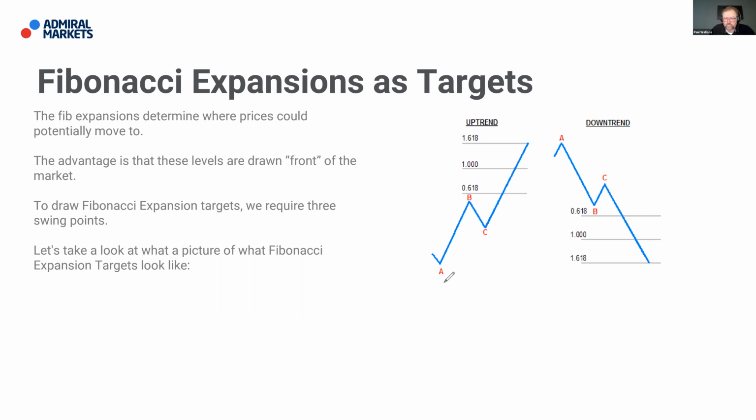We need a point A, a point B, a point C. We've had a swing low, followed by a swing high, followed by a Fibonacci retracement before we can identify where our possible Fib expansions may occur. And that's what we're going to have a look at in a little bit more depth, and also on the MT4 platform.